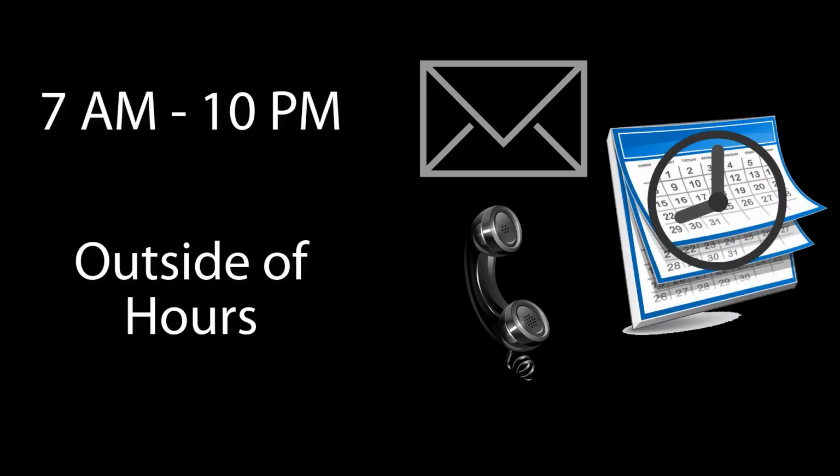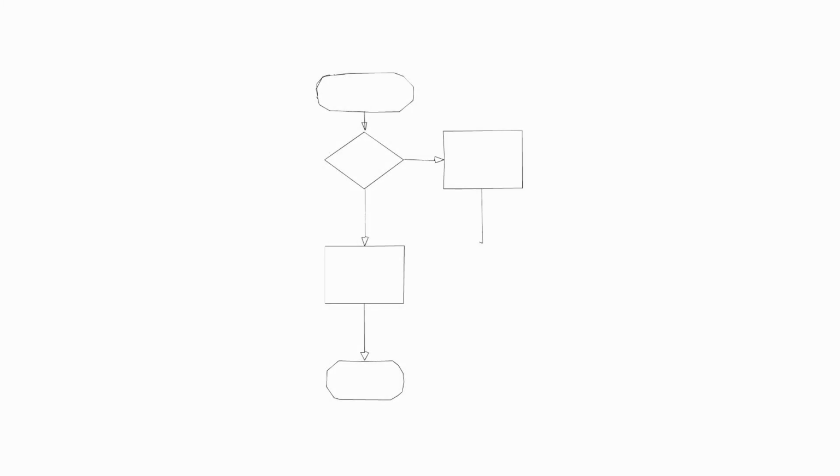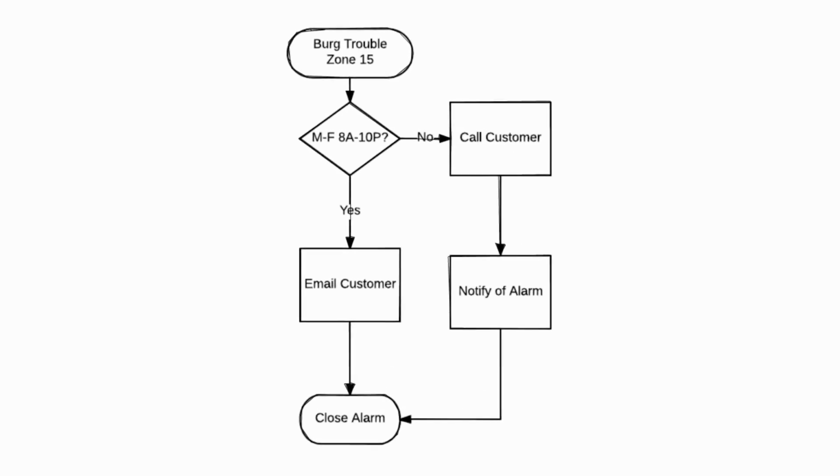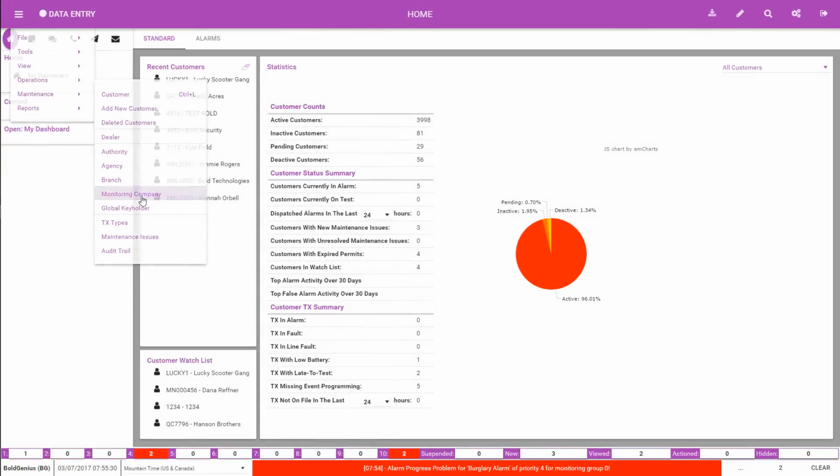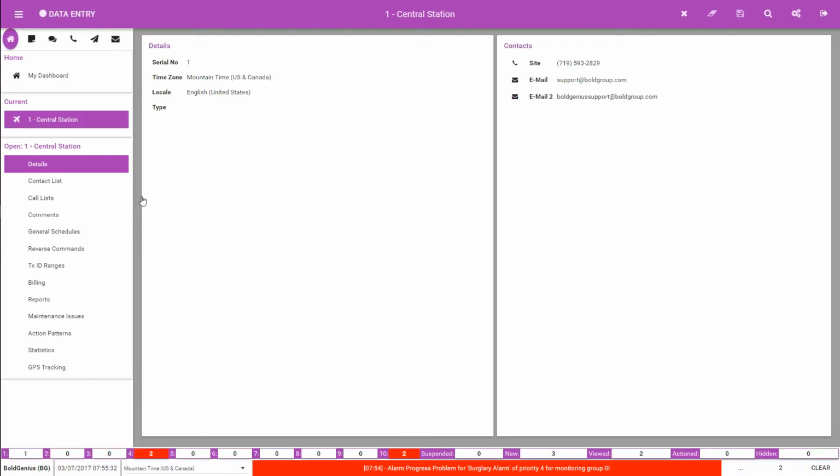So what are the elements needed? A general schedule for the action pattern, Monday through Saturday, 7 a.m. to 10 p.m. If you were to draw a flow chart of this, what would it look like? Now that we know what is necessary, how do we build the action pattern?